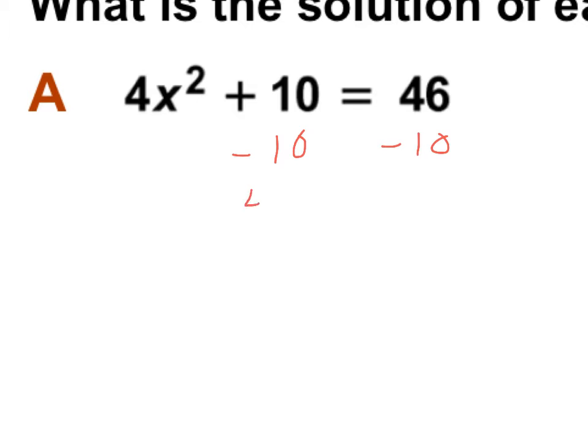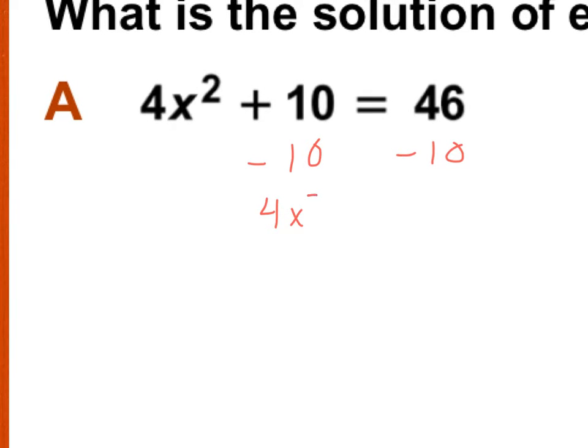So now we have 4x squared is equal to 36. Now divide by what? 4. So now we divide both sides by 4, and we get x squared is equal to 36 divided by 4? 9.